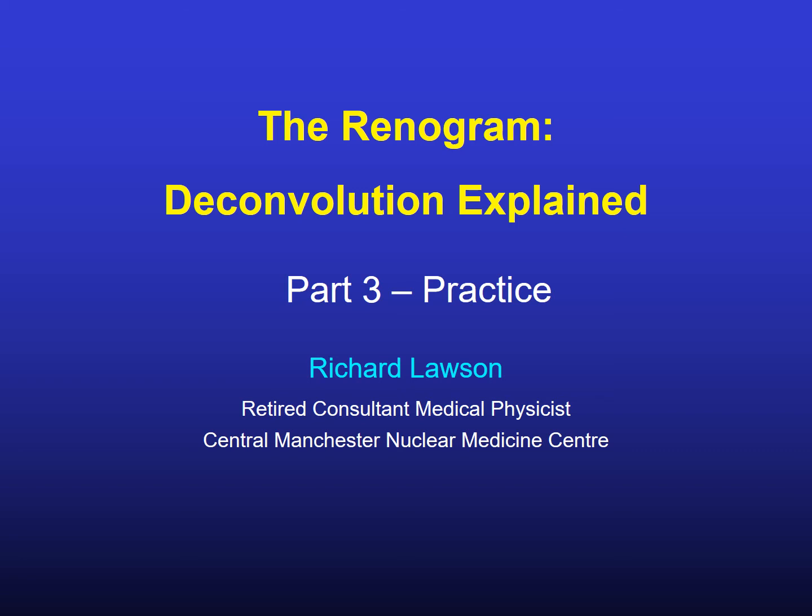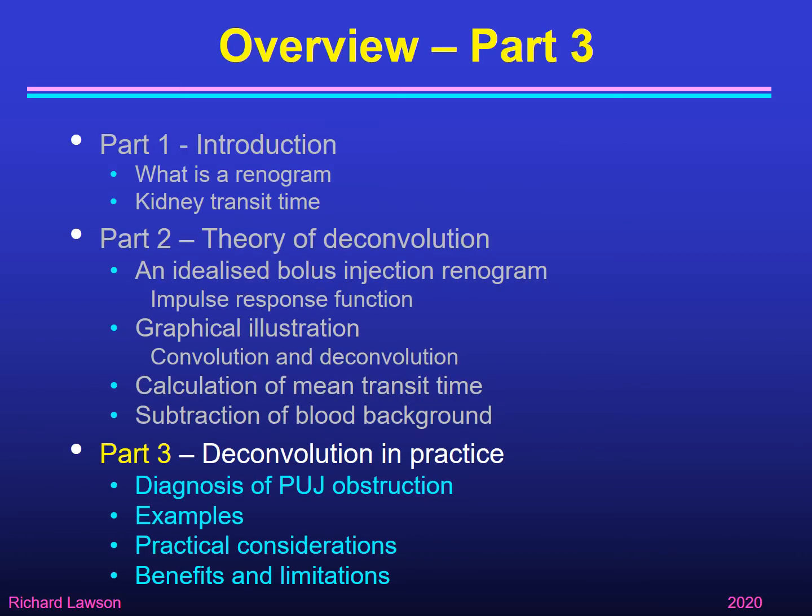This is part 3 of my talk in which I explain how deconvolution can be used as a method to process the renogram. In the first part of this talk I gave an introduction and in the second part I talked about the theory of deconvolution, explaining how it could be thought of as an idealized bolus injection renogram giving an impulse response function. I illustrated convolution and deconvolution graphically and showed how we can calculate mean transit time and subtract blood background. Now in part 3 I'm going to talk about deconvolution in practice.